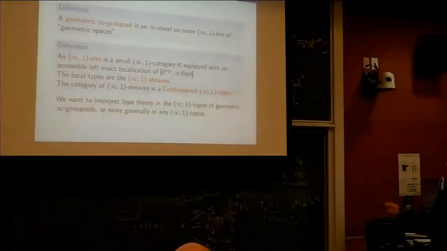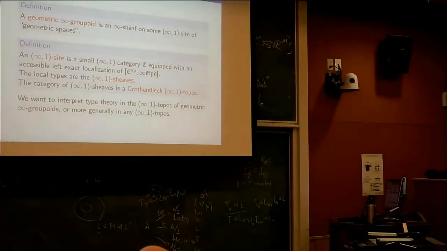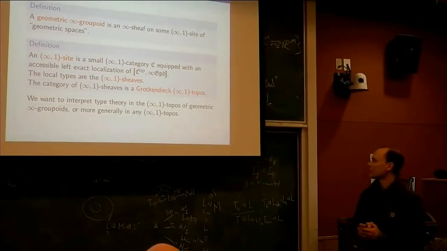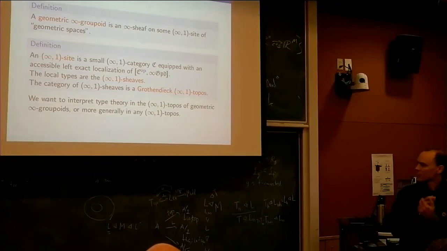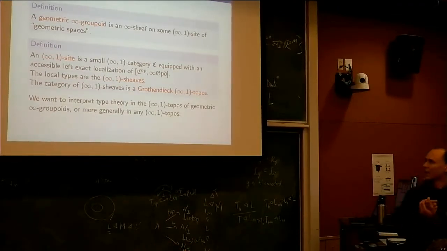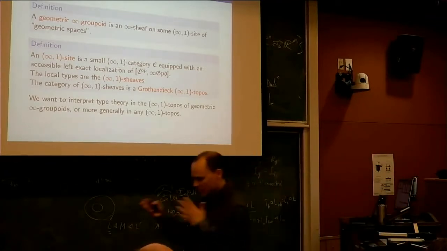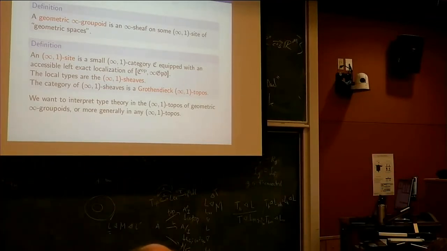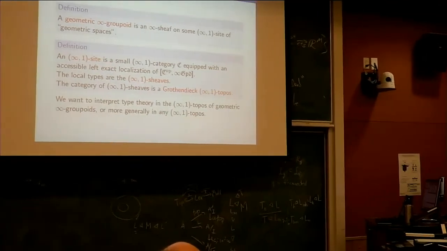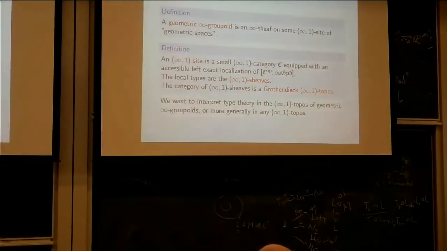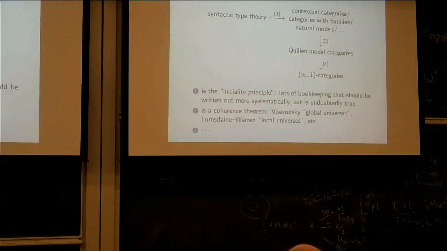Okay, and so semantically, these sheaves form what we call an infinity-one topos, and so what we're trying to do is interpret type theory in this infinity-one topos of geometric groupoids, or more generally in any one of these. And so I talked a little bit last time about roughly what the flat looks like semantically. But I want to start now by talking a little bit more generally about interpreting type theory in higher toposes and report a little bit of progress in this regard.